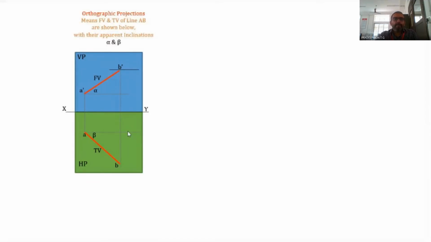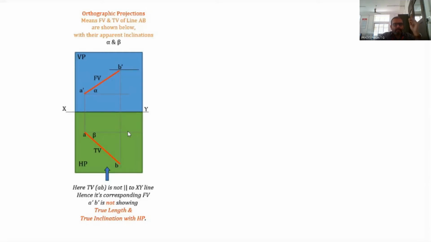So here are the orthographic projections, meaning the front view and top view of the line AB with their apparent inclinations. The top view, the small letter ab, is not parallel to the XY line, hence its corresponding front view a dash b dash is not showing the true length and the true inclination with HP. Only when ab, the top view, is parallel to the XY line will we get the true length as well as the true inclination in the front view.